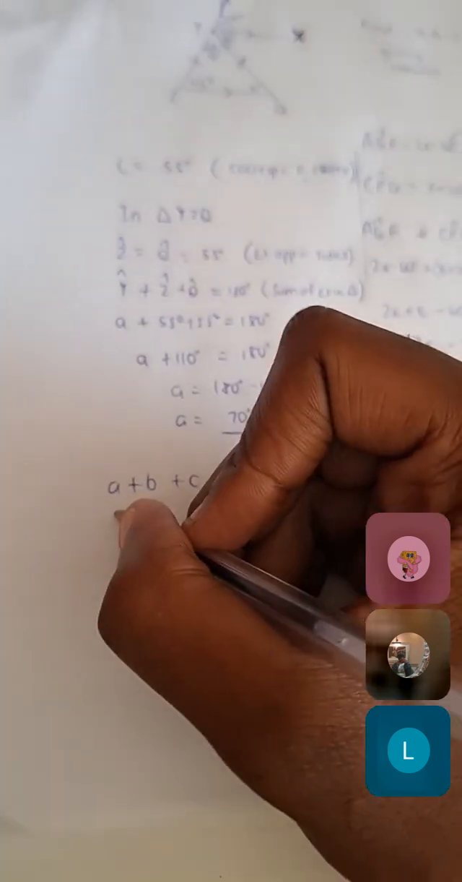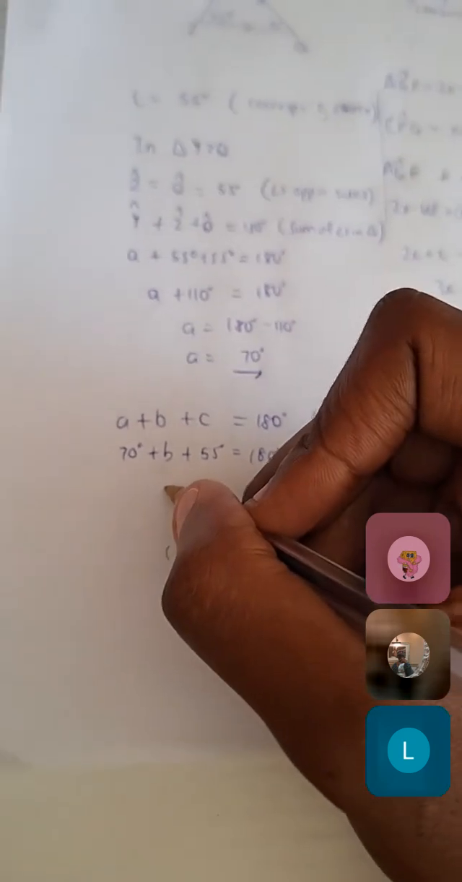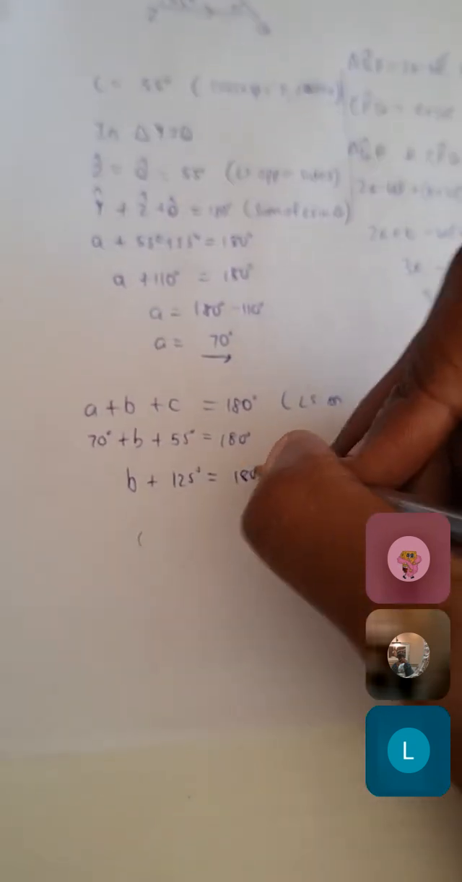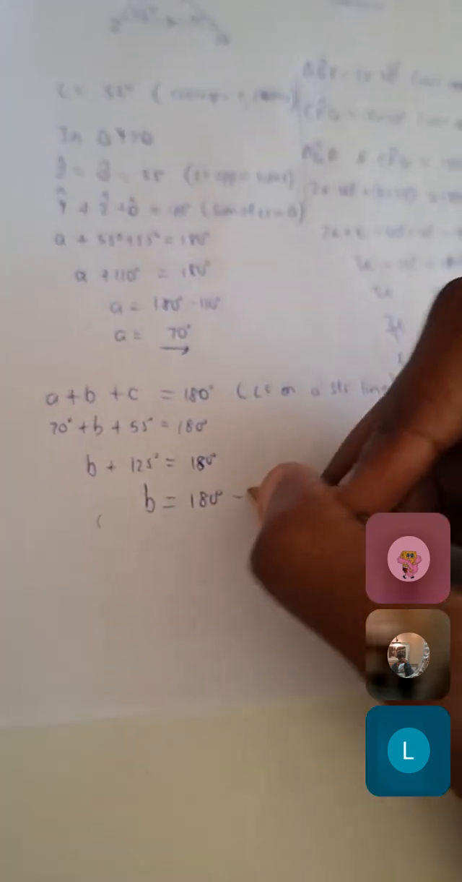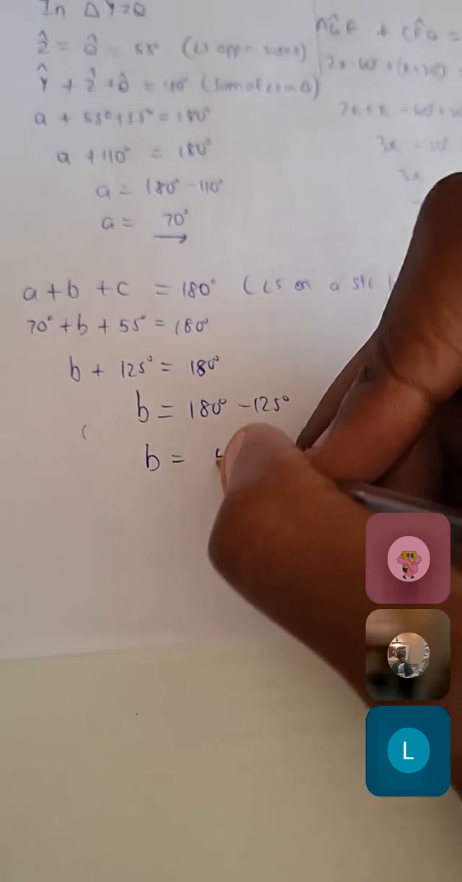So the value of A is 70 degrees, plus B, plus 55 degrees, is equal to 180. B plus 70 plus 55 is 125 degrees. B is equal to 180 minus 125. B is equal to 55 degrees.